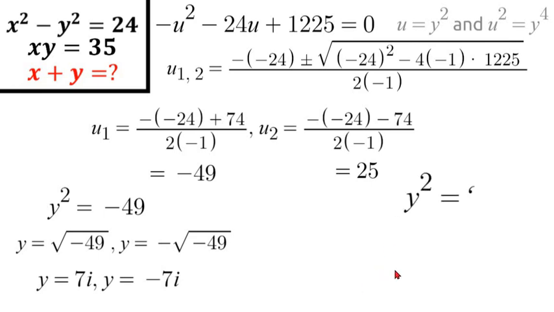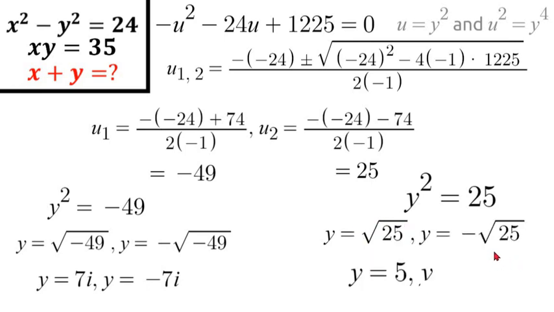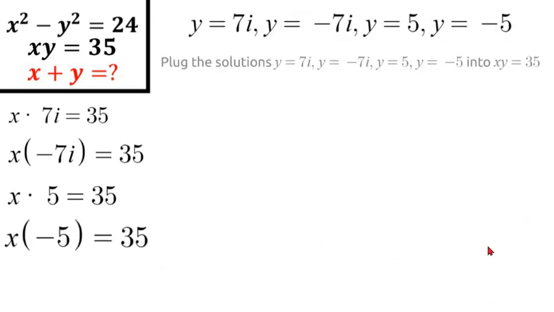Our right side over here, again, we'd have y squared is equal to 25. We would take the square root of both sides. We'd have a positive square root of 25 or a negative, which would leave us with a positive 5 or negative 5 value. So currently, all four y values we have are 7i, negative 7i, 5, or negative 5. Now what we're going to do is plug these solutions, all four of these, into xy is equal to 35.